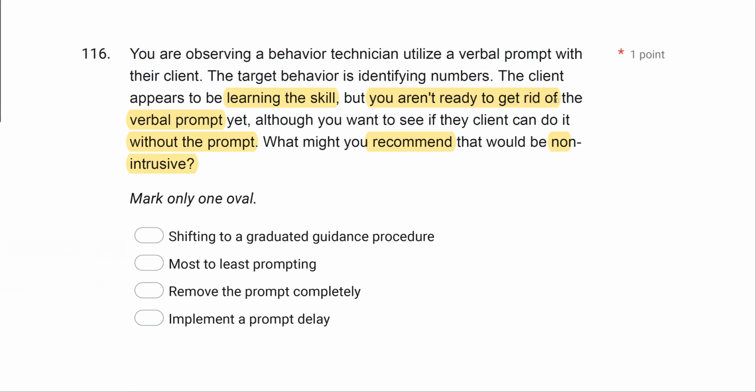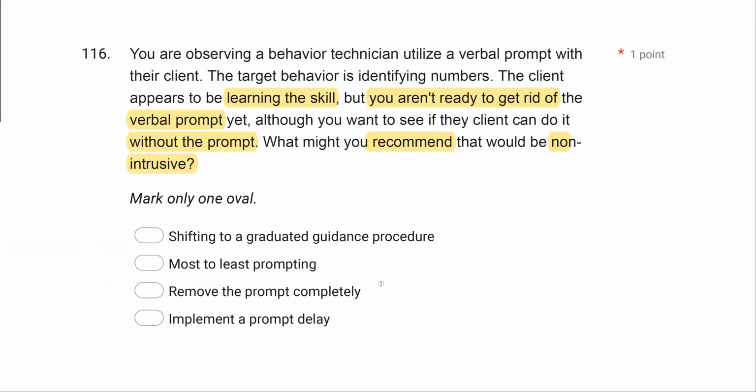This question is a good example of why you really want to understand everything about the question first before going to the answer choices, because there are a lot of different variables in the question which are helping us eliminate answer choices. If you read too quickly, though, you might choose remove the prompt completely, missing the part where you don't want to get rid of the prompt. That leaves us with D, implement a prompt delay.